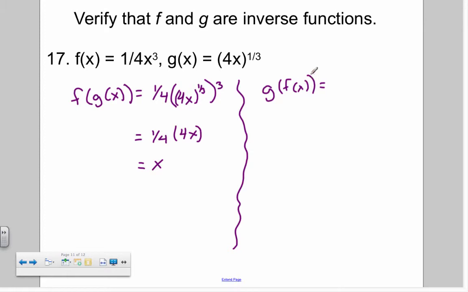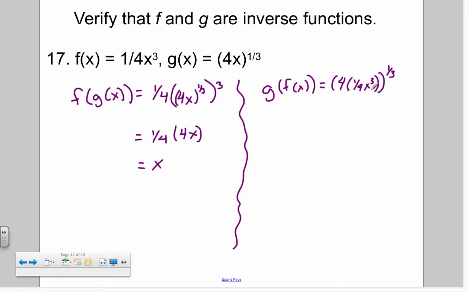So I'm going to plug f of x into g of x. So my g of x is 4 times, and I'm going to plug in whatever f of x is, which is 1/4 x to the 3rd power, and take all of that to the 1/3 power.